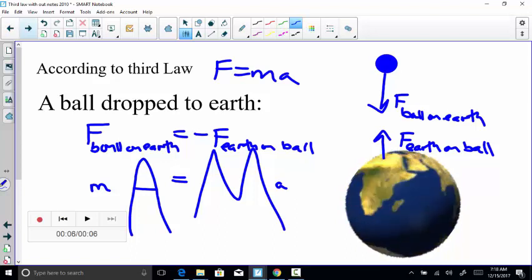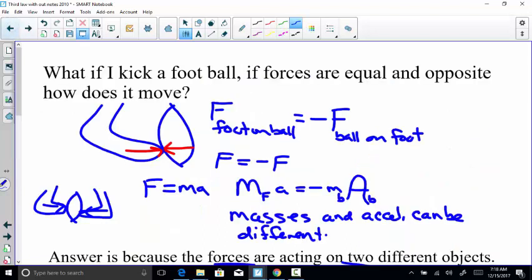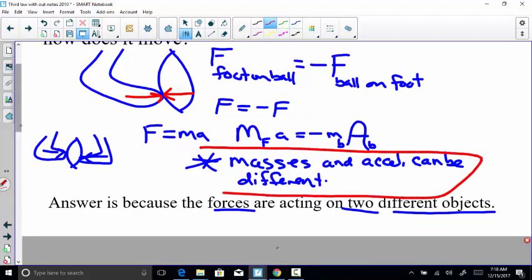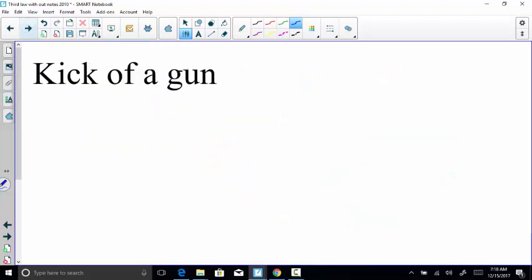Okay, so that goes back to this statement that I made right here, that masses and accelerations can be different. Okay, and I think that's pretty much all we need.